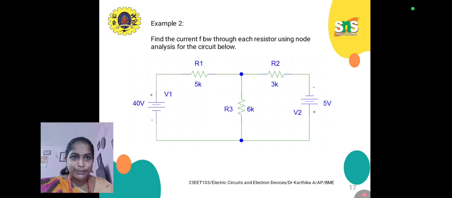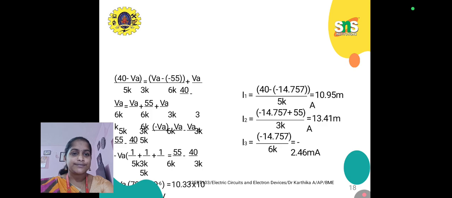See example 2. Find the current flow through each resistor using nodal analysis for the circuit below. Here our current equation is (40 minus VA) by 5K, which is equal to (VA minus 55) divided by 3K plus VA by 6K. Here we get I1 as 10.95 milliamps, I2 as 13.41 milliamps, and I3 as 2.46 milliamps. That's it.